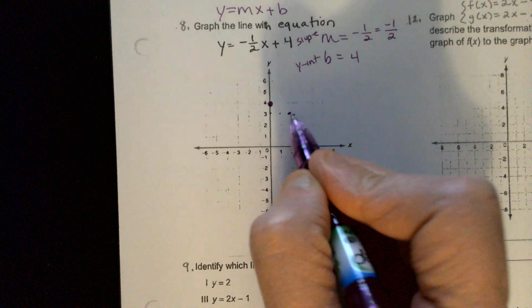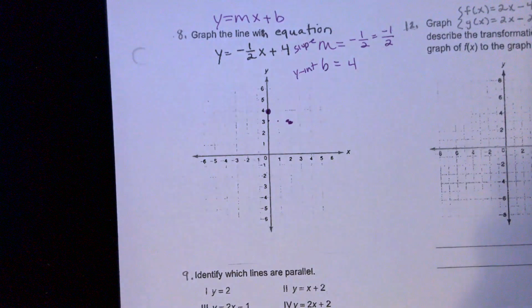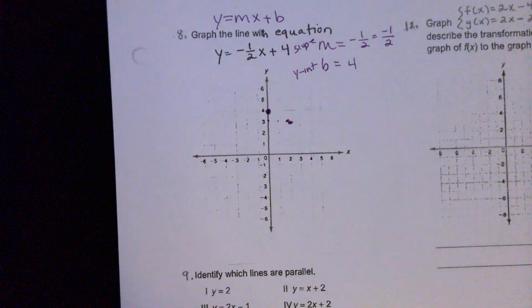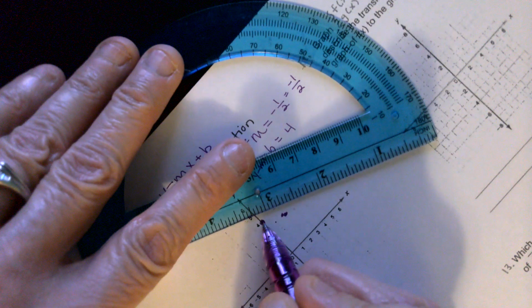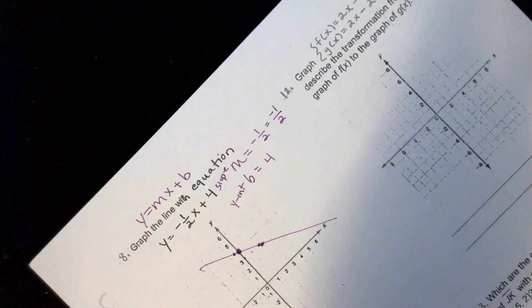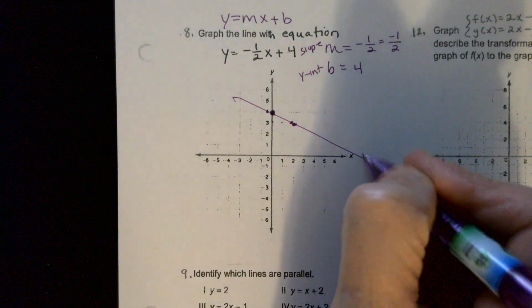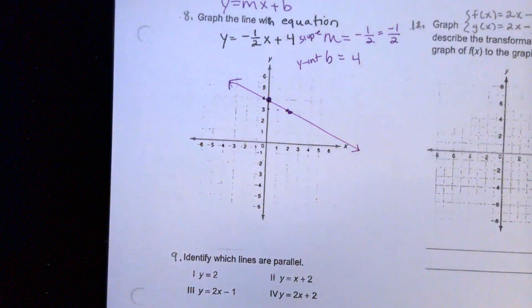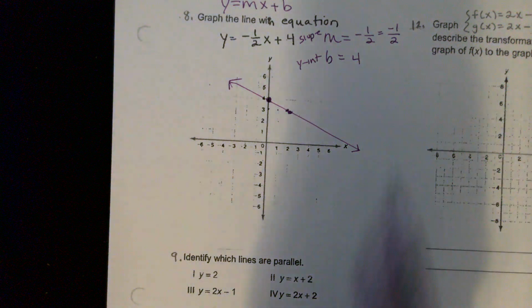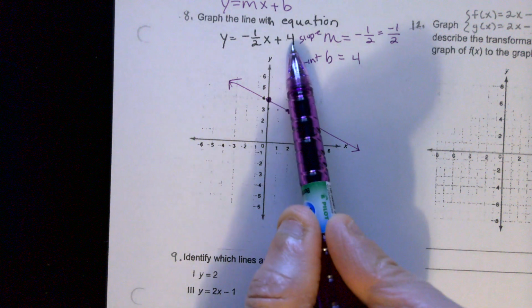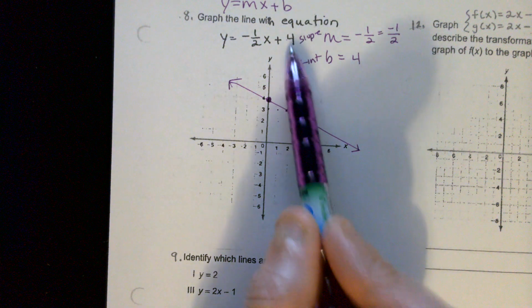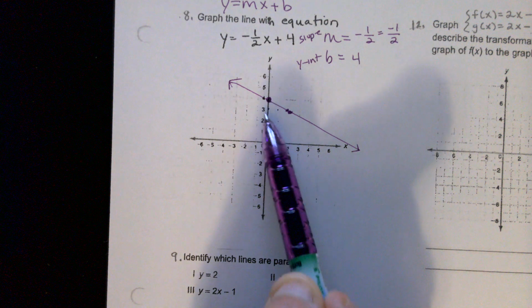I think I'm a little off. I think it's right there. Grab your straight edge. And you're done. Okay, so you just pull out the slope and pull out the y-intercept. Graph this first and do the slope from it.